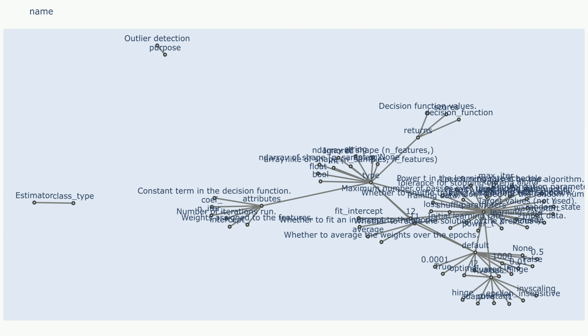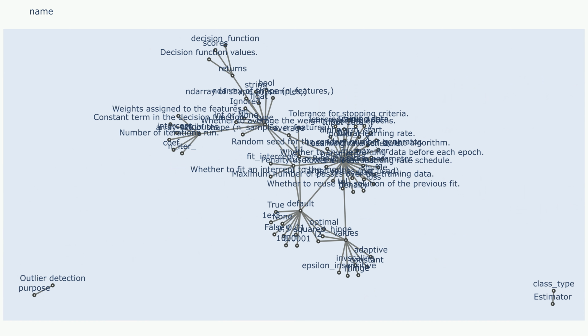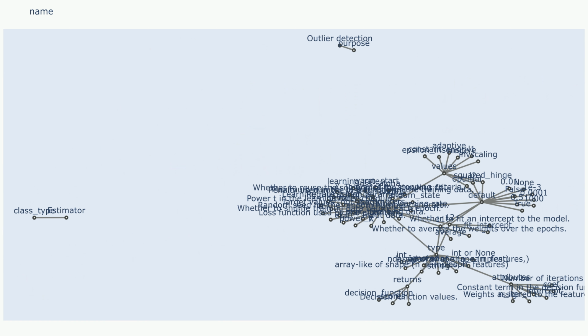YAML. Model name: SGDOneClassSVM. Params. Penalty: L2, use L2 regularization for model stability. Alpha: 0.1, set regularization strength. Learning rate: invscaling, use inverse scaling learning rate schedule. Eta0: 0.01, initial learning rate for invscaling schedule. Max iter: 1000, maximum iterations for SGD optimization. Tol: 1e-3, tolerance for convergence. Random state: 42, set seed for reproducibility.